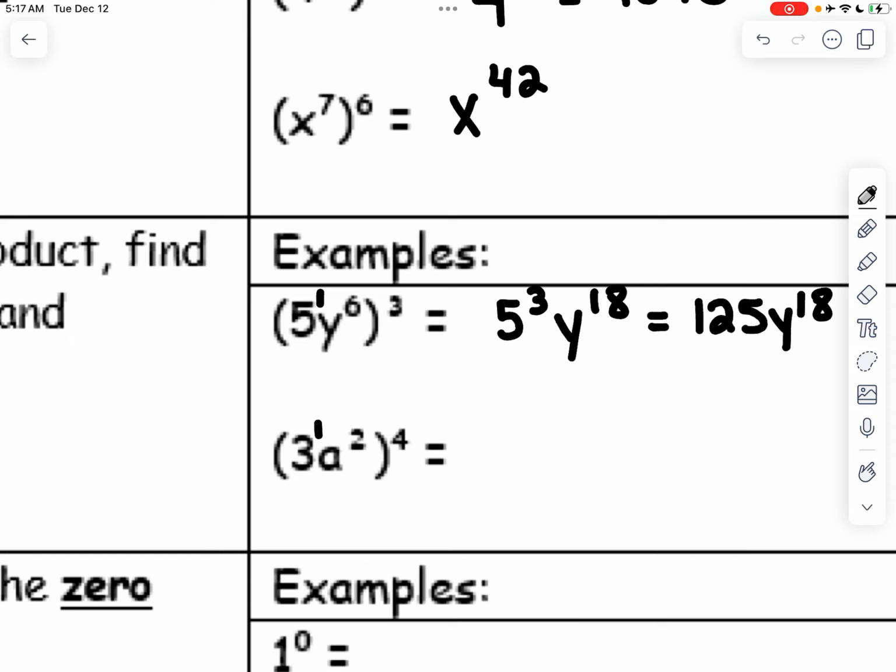And then here, 3 is being raised to the first inside the parenthesis and being raised to the fourth outside. So 3 is going to be raised to the 1 times 4 power, or the fourth. A is going to be raised to the 8th, 2 times 4. And then 3 to the 4th is 81, so we could rewrite this as 81 a to the 8th.